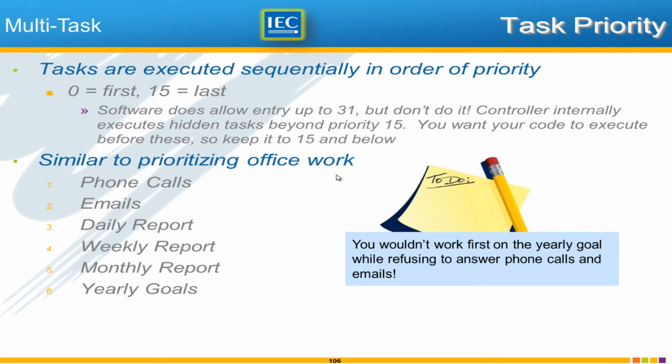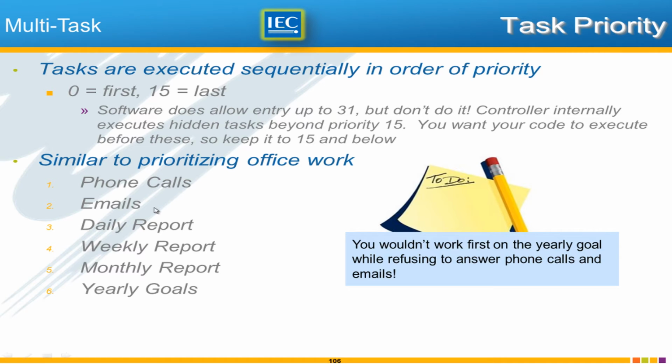And if you want a way to think of prioritizing tasks in the controller, it's very similar to something like prioritizing office work. So if you think about it, phone calls usually would be the highest priority. Somebody calls you, you typically stop what you're doing and answer the call. And somebody comes by and you get an email or somebody wants a report. You don't typically hang up the phone call. You would finish the phone call before going on to other tasks.